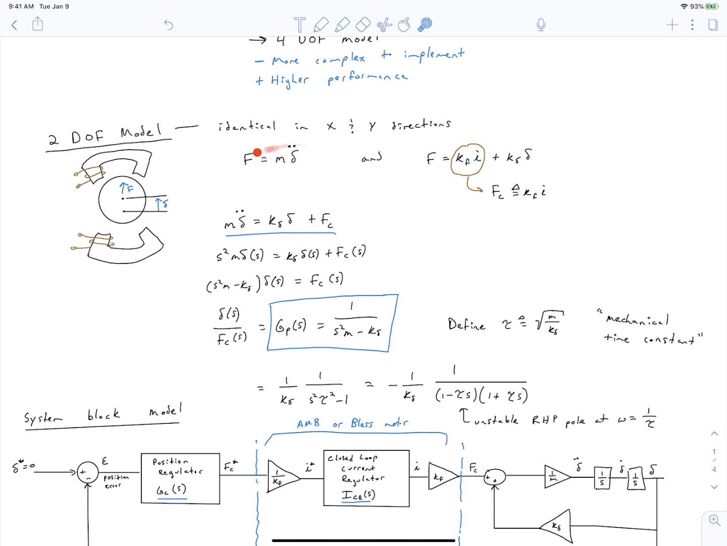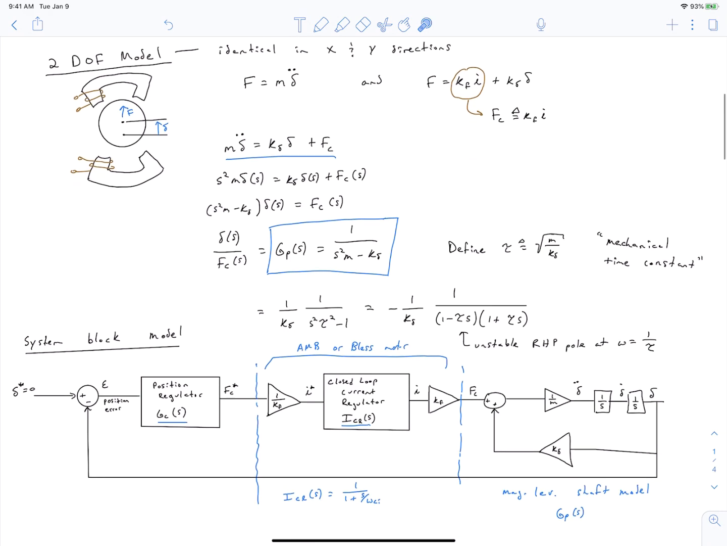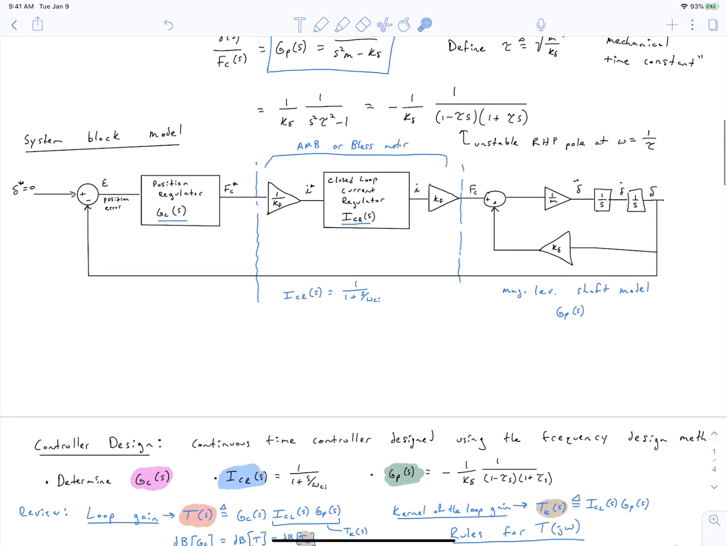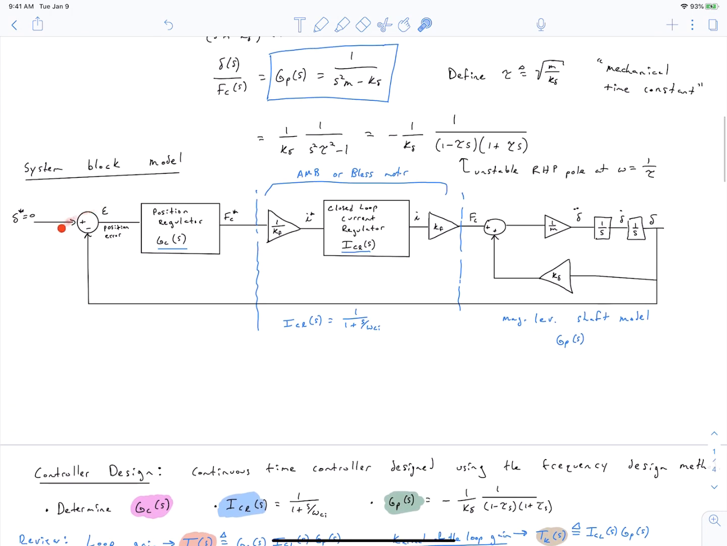And so we went back to our equation of motion and our linearized force model for a magnetic bearing or bearingless motor, and we used that to derive the transfer function for the shaft's position, and noted that it is unstable. It has this unstable pole at omega equals 1 by tau in the right half plane. We then summarized the system architecture, the block diagram of the complete system, and talked about how our position regulator interfaces to our current regulation and to our magnetic bearing.